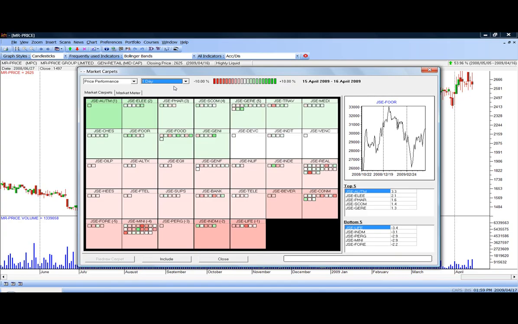Now, within each of these squares you see little squares, and each one of those little squares indicates a share within that sector. You can see, for instance, there is only one little square in the automotive block here, whereas in this sector here there are 1, 2, 3, 4, 5 blocks. So in other words, there are 5 shares in this particular sector.